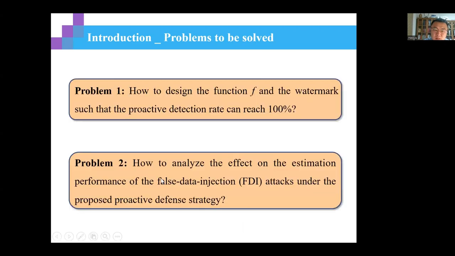It should be pointed out that the question is how to design the function f and the watermark such that the proposed detection rate can reach 100%. So we need to give some conditions. That is to say, how to design the encoding, and how to compute the state estimation error.